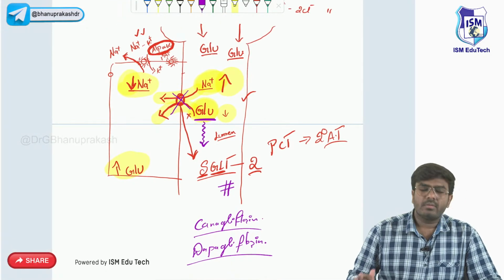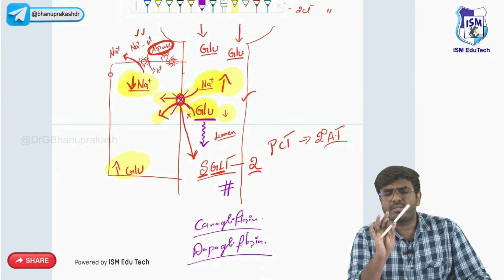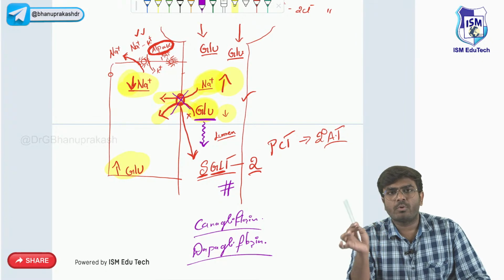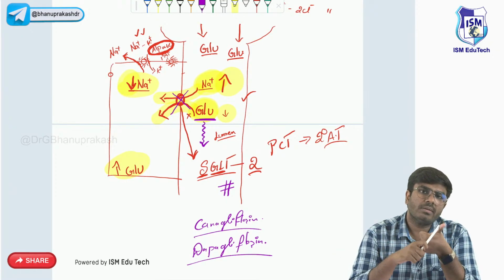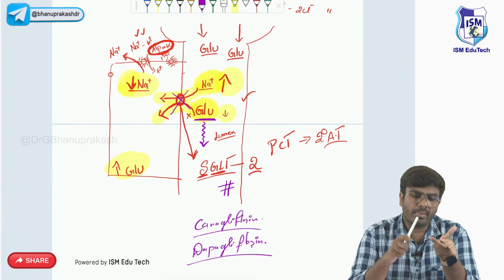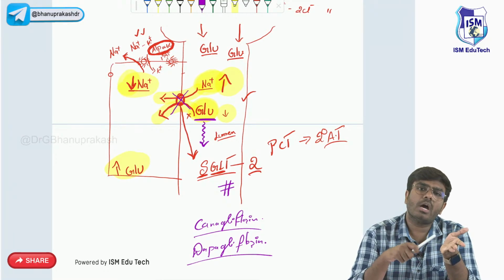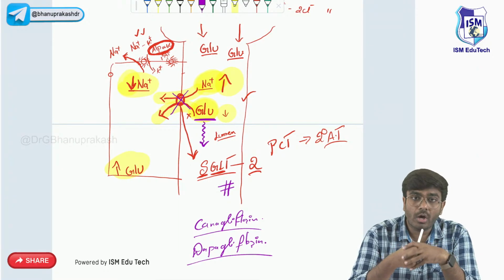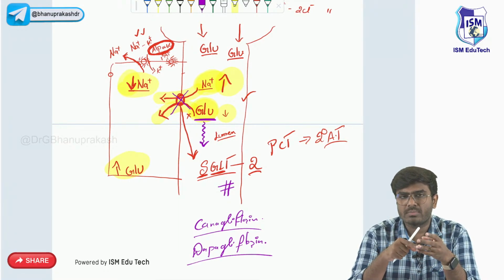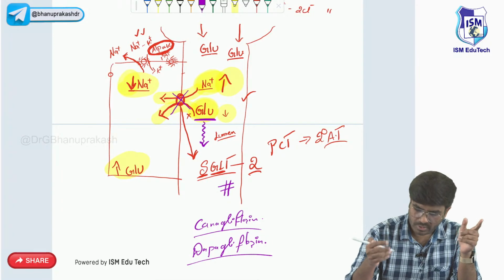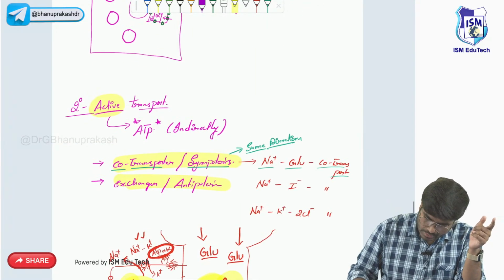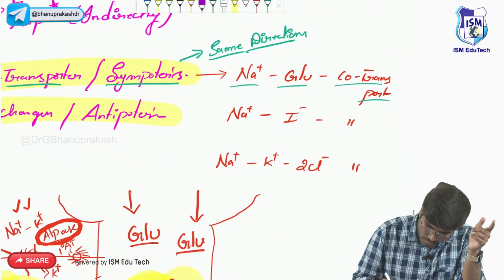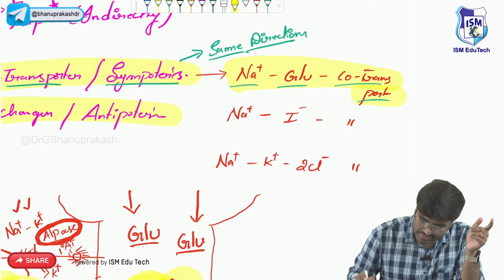Okay, now one simple question for you guys. Are sodium glucose transporters, SGLTs, an example of simple diffusion, facilitated diffusion, primary active transport, secondary active transport, or osmosis? All these are examples of secondary active transport. All co-transporters and all antiporters are examples of secondary active transport. Okay, sodium glucose co-transporter part is completed.